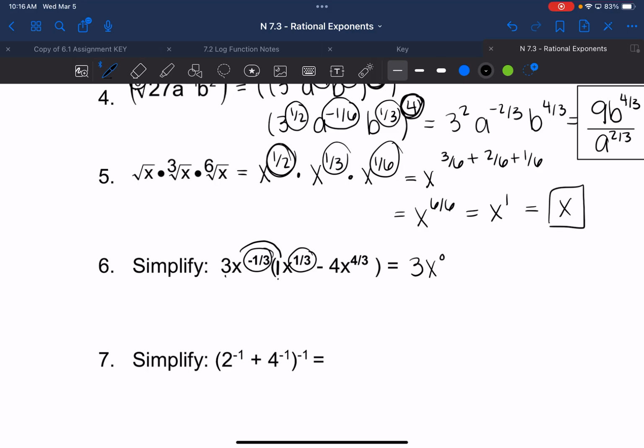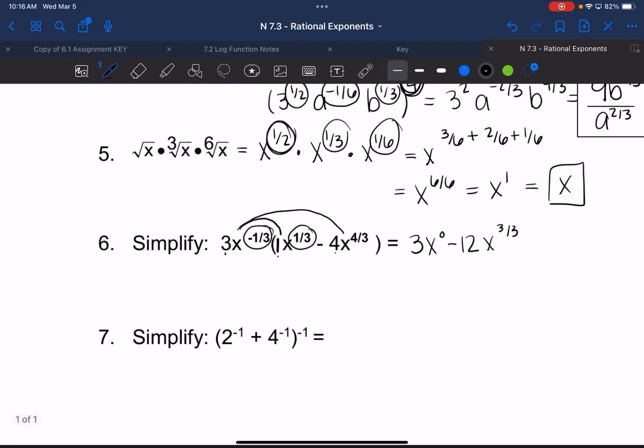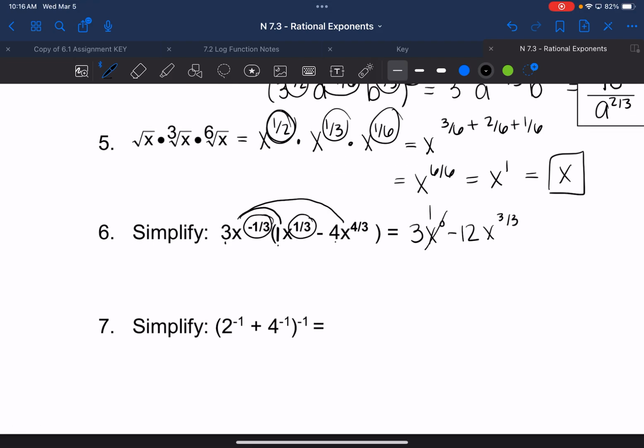Okay? Now, I got to multiply that also by this negative 4x to the 4/3. So I'm going to have 3 times negative 4, which would give us negative 12. All right, and then we are going to add those exponents. Yes, and we will get 3/3. All right, well, we know anything to the 0 power is actually just what? 1. So this is really like having 3 times 1, which is just 3.